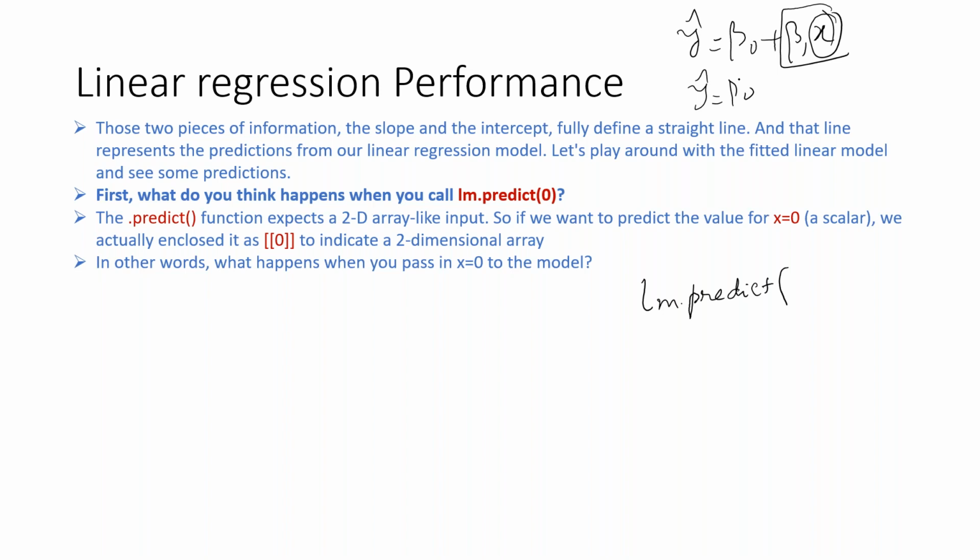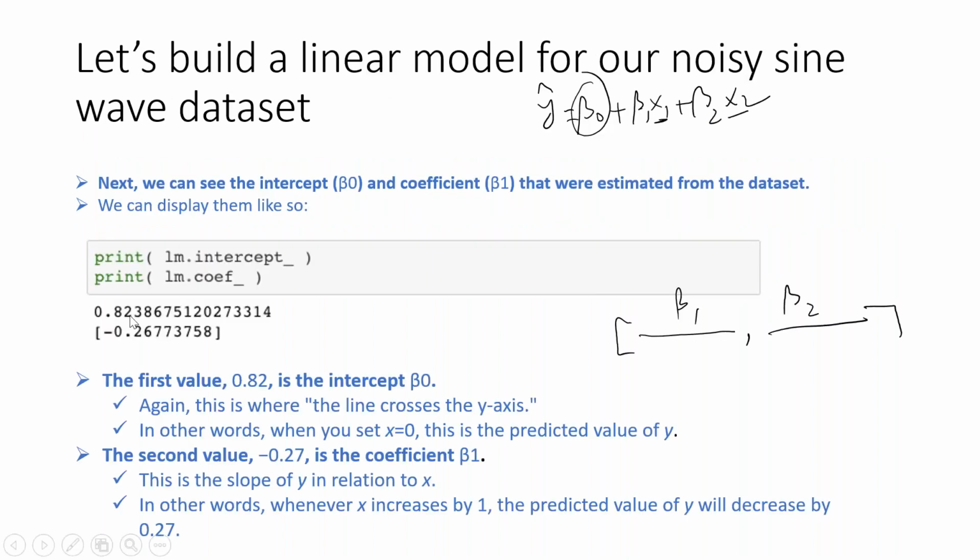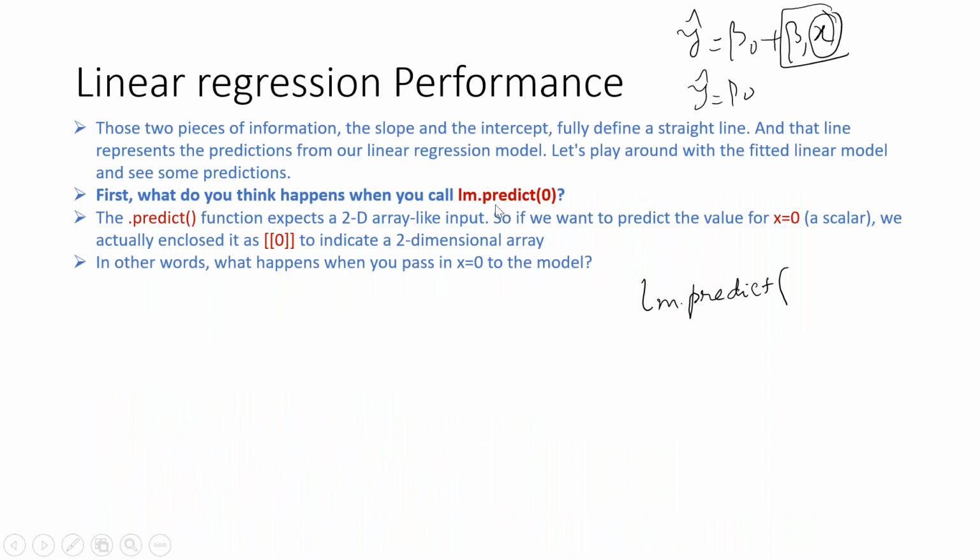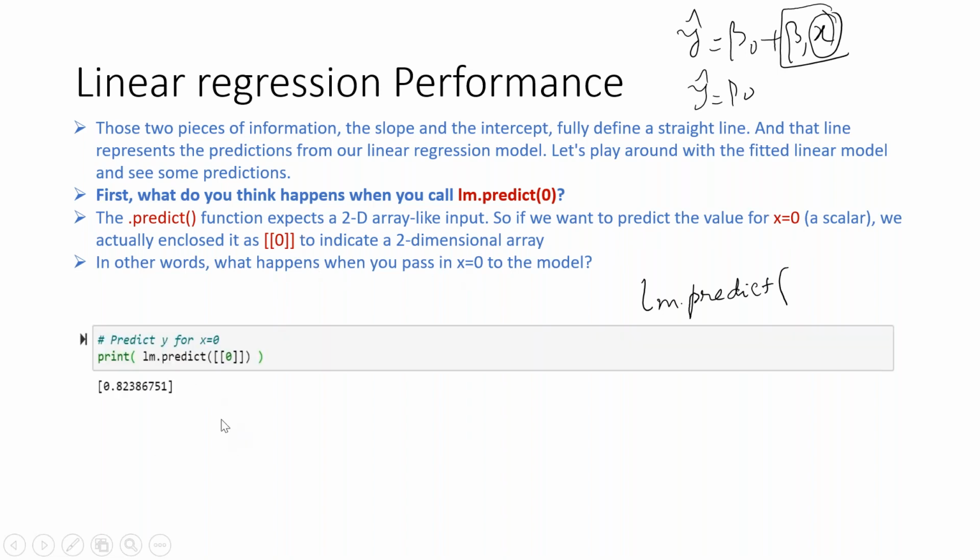What is our beta 0 value? Beta 0 is 0.827. So if I make a prediction using my model for 0, then I will get the value of beta 0, that is 0.82. The only thing is that the predict function expects a 2D array-like input. So if we want to predict the value for x equal to 0, we enclose it in 2 square brackets. Let us do this and tell me whether you got the answer or not.